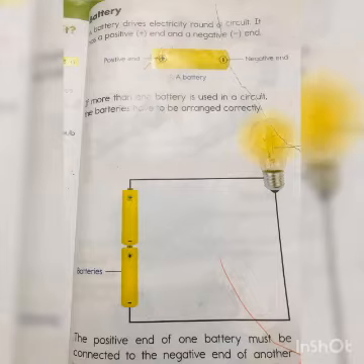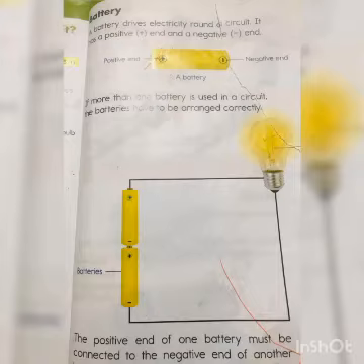It has a positive end. On one side there is a plus sign, and on the other side there is a minus sign. So both these signs are showing two different ends. Plus with the positive end, minus with the negative end. So this is the structure of the battery. If more than one battery is used in a circuit, the batteries have to be arranged correctly. So now they are saying that in a circuit, before that you have done with the single battery.